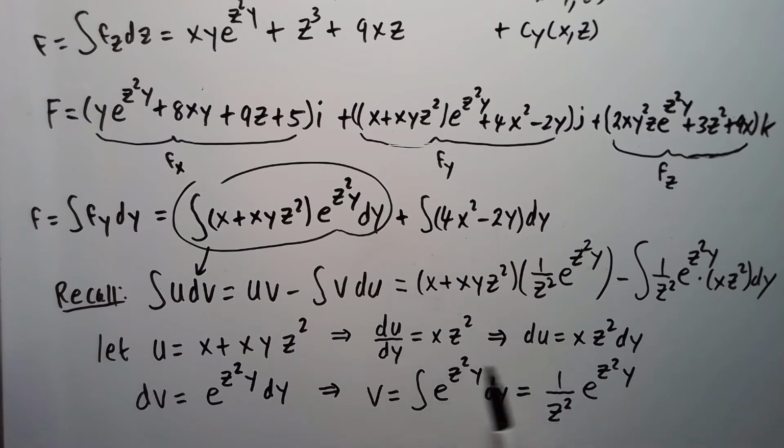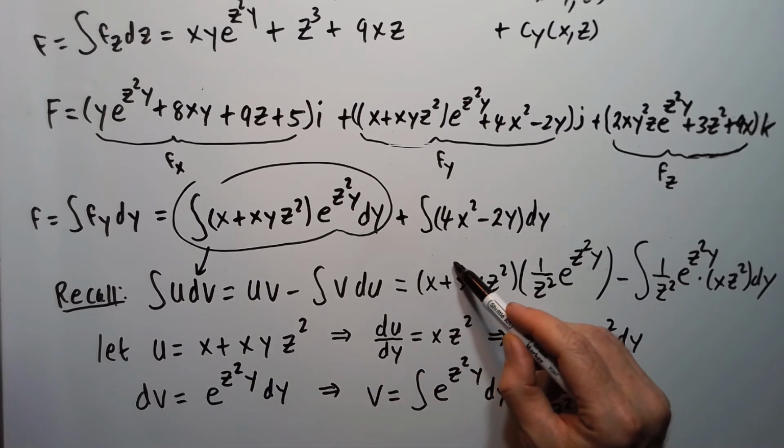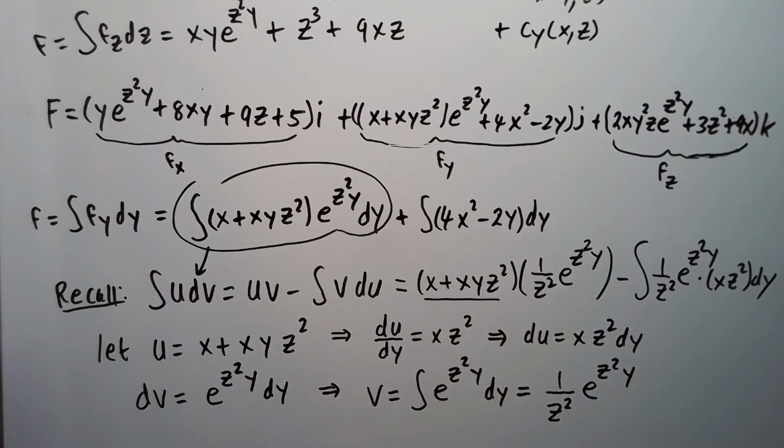So making the substitutions into our integration by parts, we'll have our u times v. So it'll be u, this guy right here, which is my u, times my v, which I have right here, then minus v times du, which is the x z squared guy. So we got this. Notice here the z squares will cancel there. Okay, let's keep going.